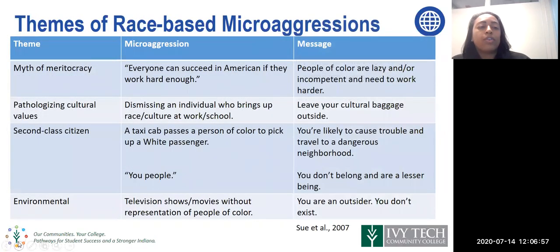So let's talk about a few themes of race-based microaggressions. That first theme is the myth of meritocracy. And the microaggression could be, everyone can succeed in America if they work hard enough. The message that someone could get from that is that perhaps people of color are lazy and or incompetent and need to work harder.